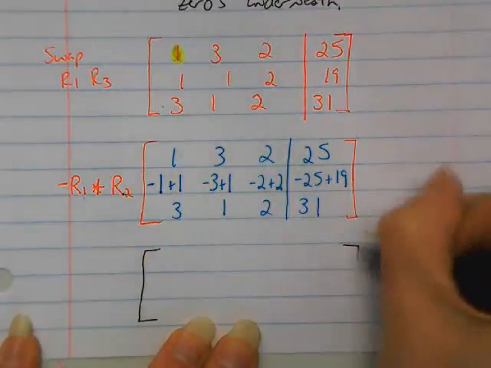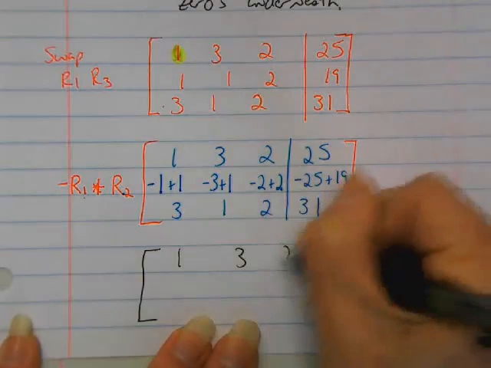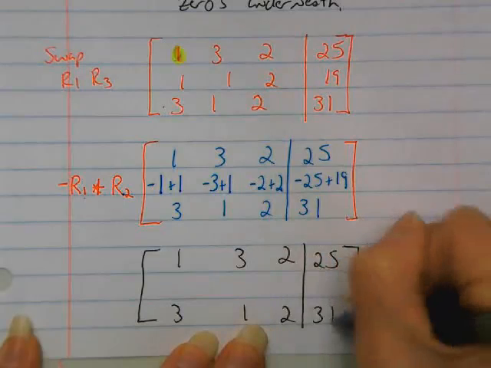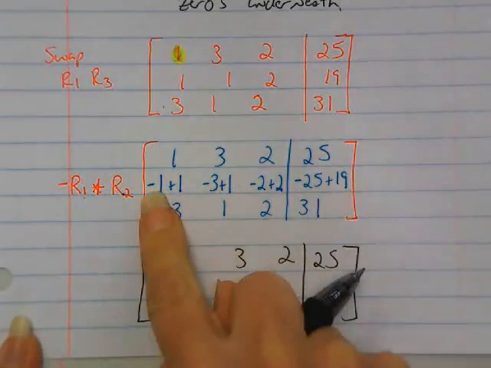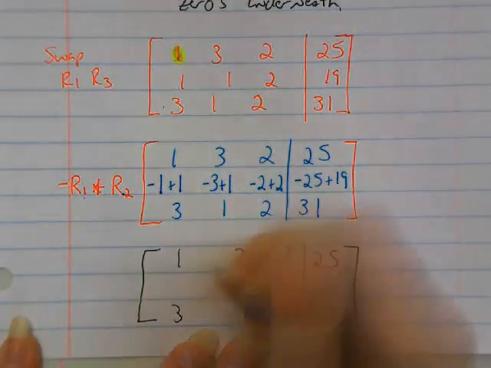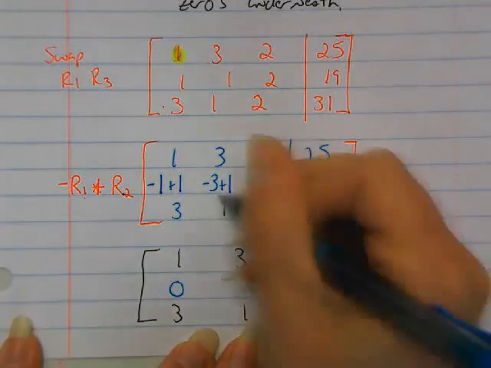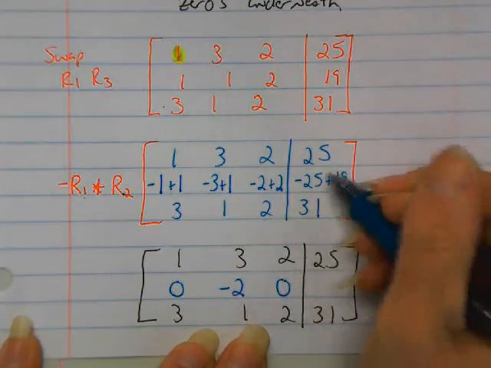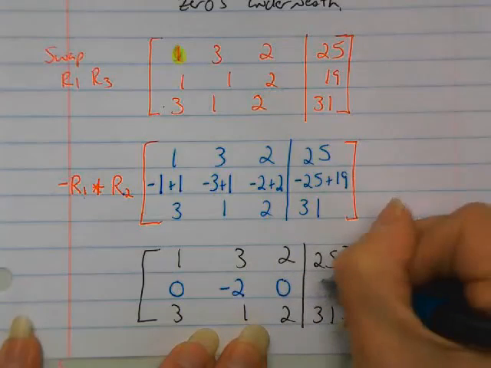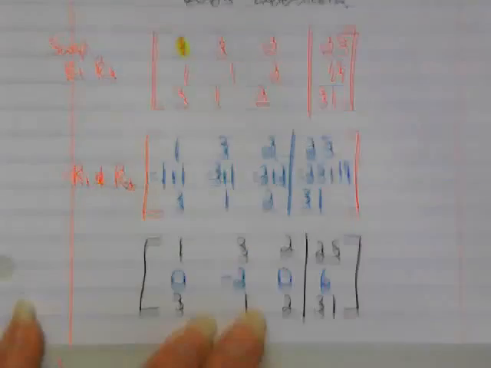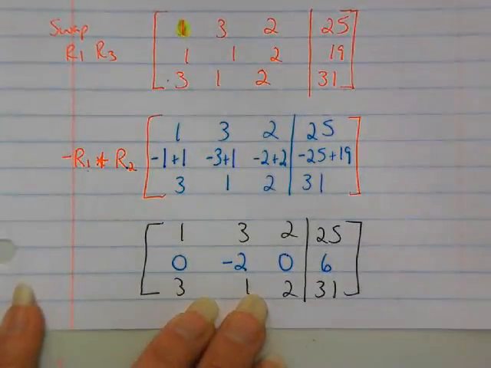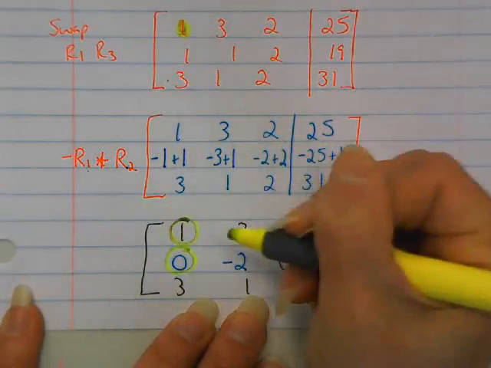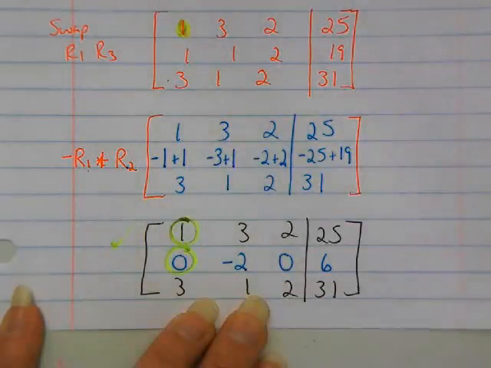So I'm going to go back in. 1, 3, 2, 25 is going to stay. 3, 1, 2, 31 is going to stay. This row becomes negative 1 and 1 is 0. Woohoo! Negative 2, 0, and let's see, negative 25 and 19 is 6. Alright, let's see if I've made progress. Well, I have, right? I have my 1 here. I have my 0 here. Okay, so row 1 is totally done.